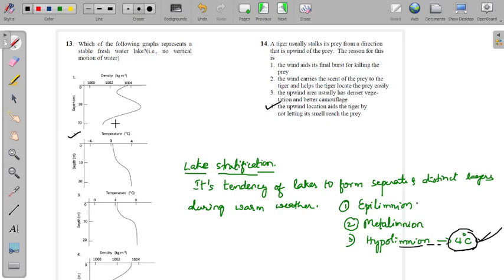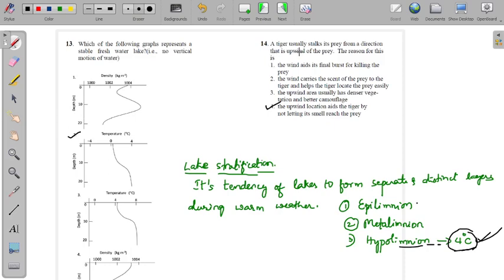Just look at the graph, because people who are not familiar with lake stratification may find it difficult to identify. But this last layer is around 4 degrees Celsius, and that gives you the graph of the stable fresh water. So that is here, 4 degrees Celsius. But here it goes from 4 to 8 degrees, the last layer comes at 8 degrees, so that is not the answer. It is given in density and depth; temperature and depth we measure for lake stratification.